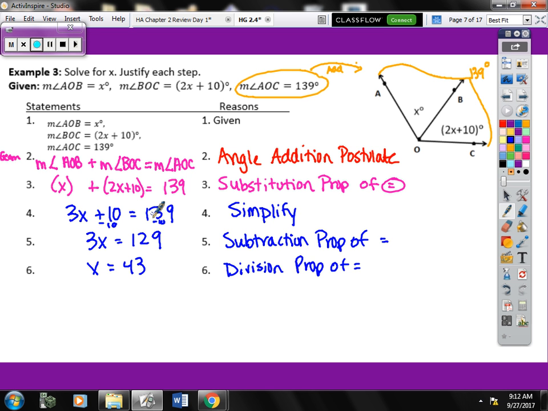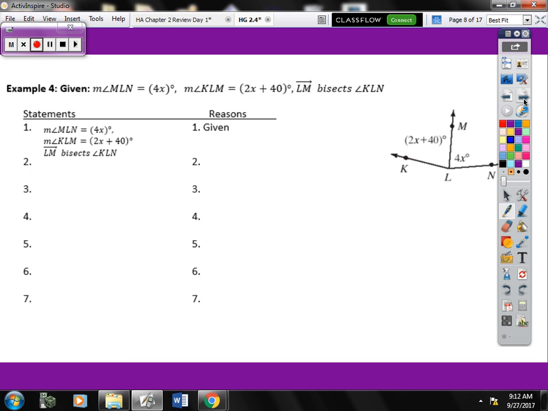Subtraction property, again, some students get confused because they're like, I subtracted up here, shouldn't I write this here? It's always like a delayed line, okay? And then, of course, division. All right, let's try the last one, and then the last thing we're going to do is just identify some properties. They'll give us some statements.